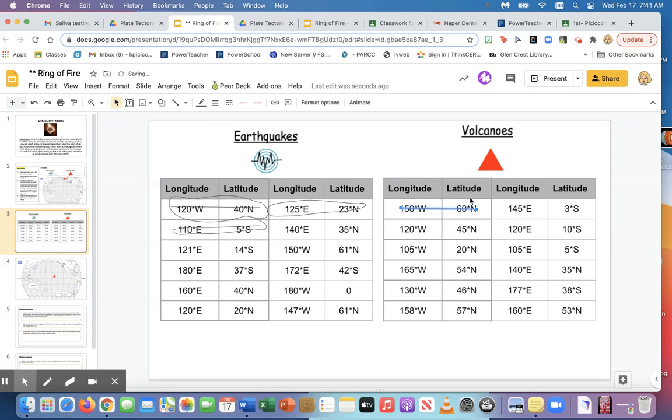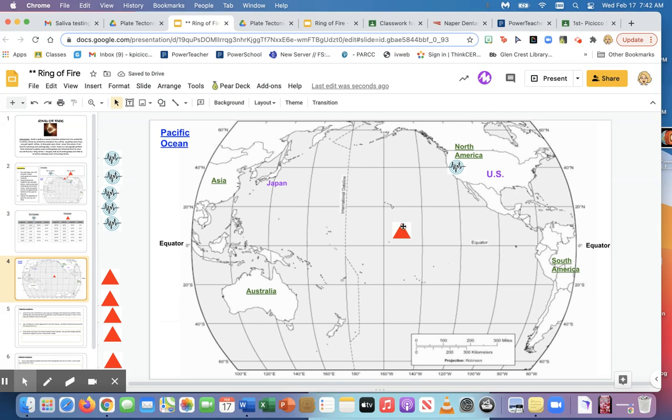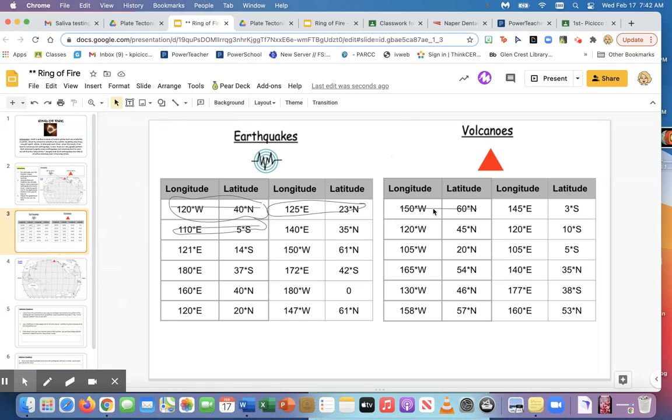Okay, now I have to do 60 degrees north. So now I'm going to bring up my little volcano to where 60 degrees north is. Well, north is up. So 20, 40, 60. So I'm going to move it all the way up to the 60 line and, it's right there. Okay, so far I've plotted two. And again, I'd recommend going through and crossing them out.